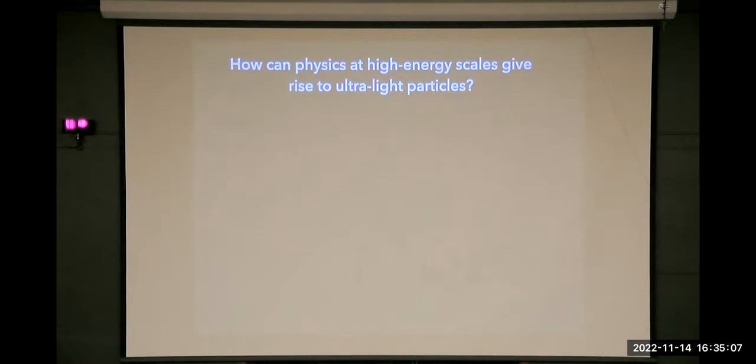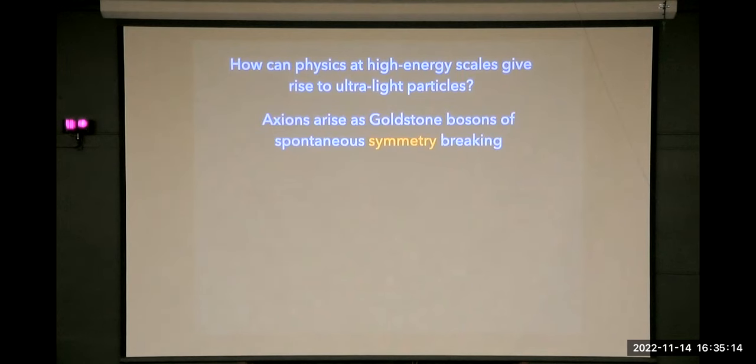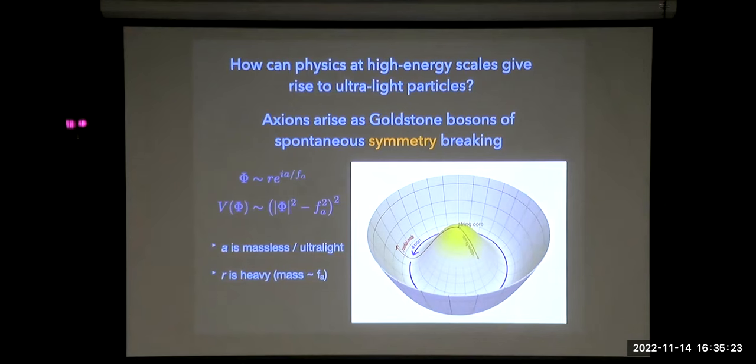So how can physics at some ultra high energy scale give rise to ultralight particles? The answer is symmetry. Axions are what are called Goldstone bosons of spontaneous symmetry breaking. And the way this works is the following. Let's imagine that I have a theory of a complex scalar field. So I have the magnitude, which is a real scalar field, I'll denote it by R, and a phase, which I'll denote by A. And that phase is going to be the axion field.